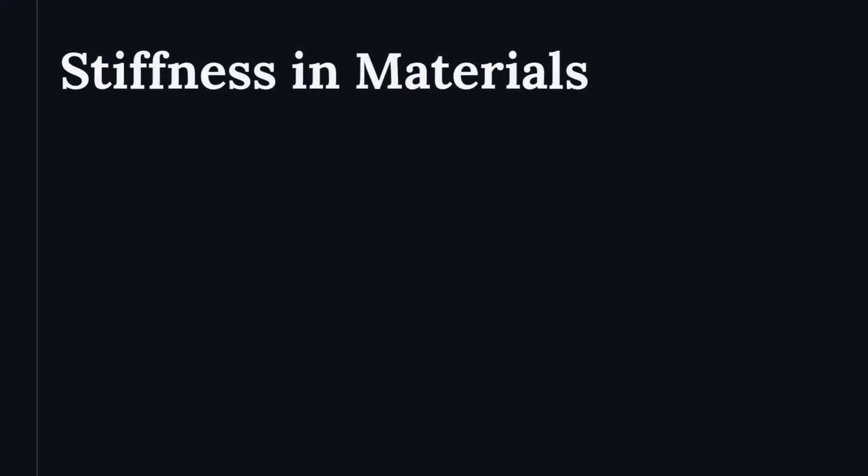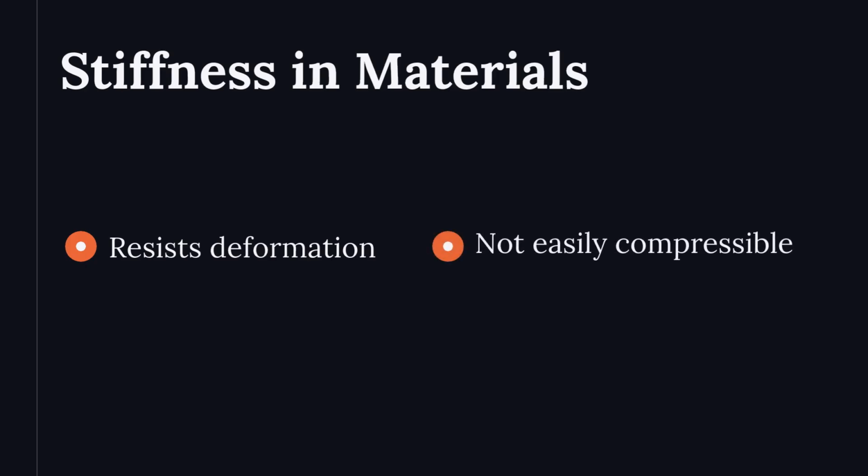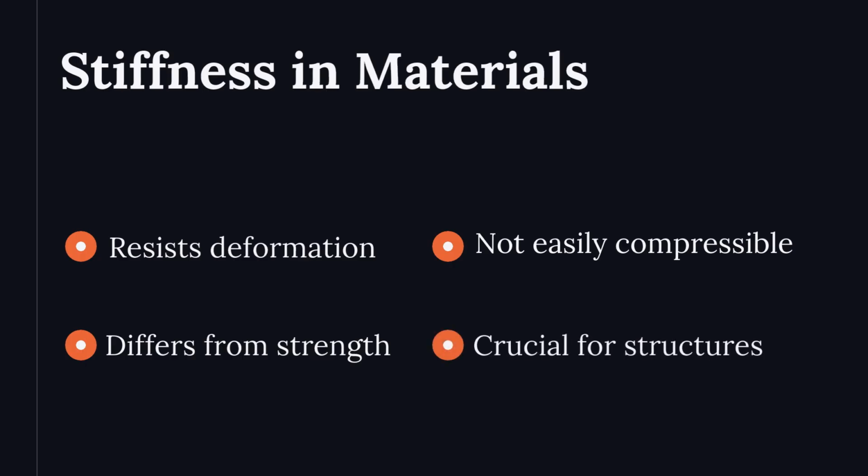Stiffness measures how much a material resists deformation. A stiff material does not easily stretch or compress. It differs from strength, which is resistance to breaking. Stiffness relates to bending or stretching under load. This property is crucial for structural applications.